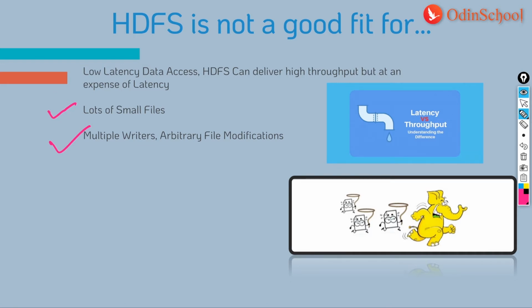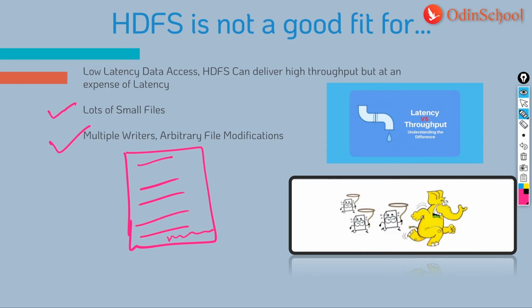And the third one is multiple writers and arbitrary file modification. So files in HDFS may be written by a single writer, right? And writes are always made at the end of a file. So let us say you have a file, then writing anything new would always happen at the end of the file, in an append-only fashion. So there is no support for multiple writers, multiple users writing at the same time on HDFS, or for arbitrary modification, like trying to modify a record in between, at an arbitrary offset in the file. This might be supported in the future, but it is likely to be relatively inefficient, and it is not a good fit for HDFS.